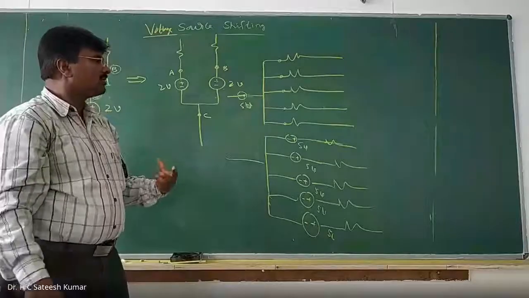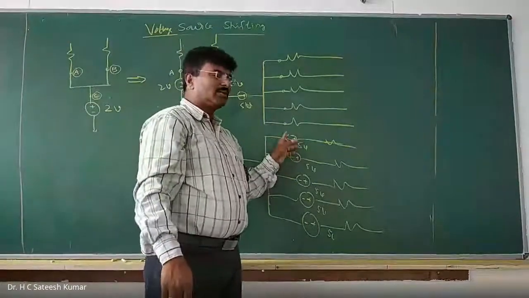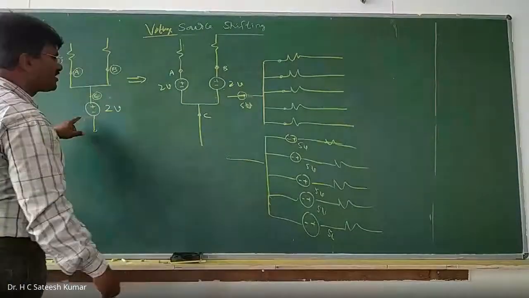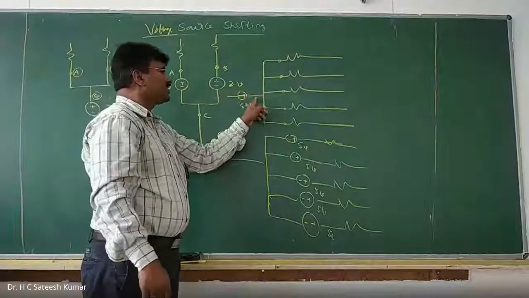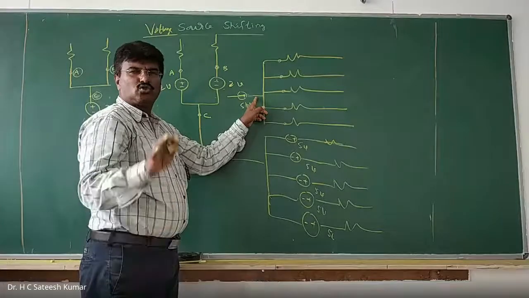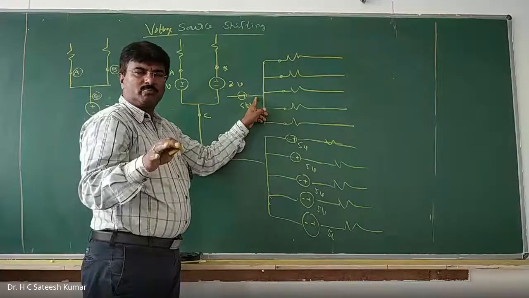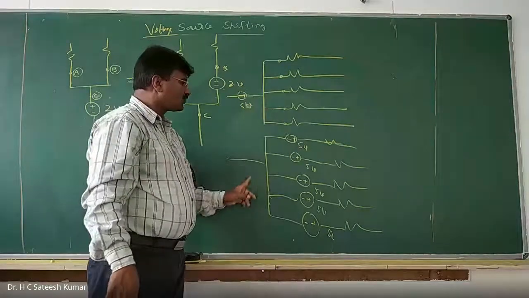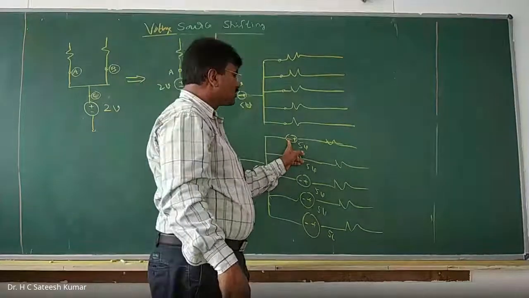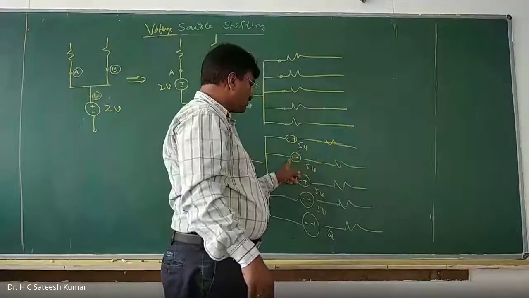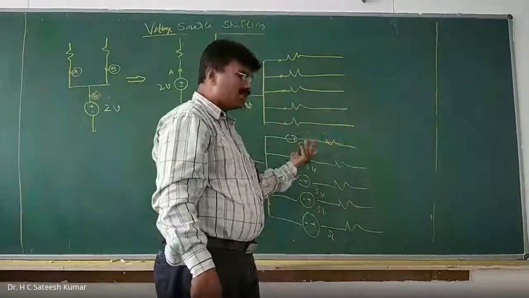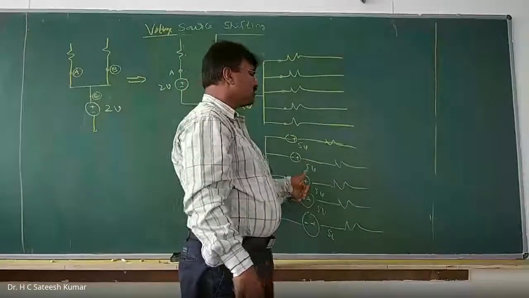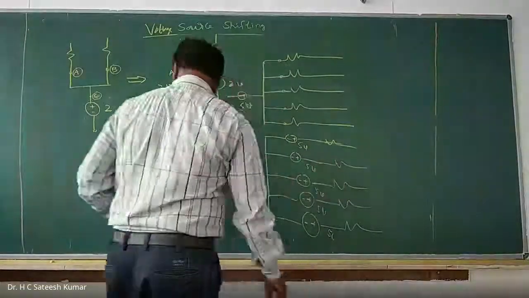Whenever there is no resistance in series with a voltage source, then source transformation is not possible. To make the source transformation possible, we go for source shifting so that a voltage source in series with the resistance is there. All of them we can then convert to a current source in parallel with the resistance. That's the advantage of going for source shifting.